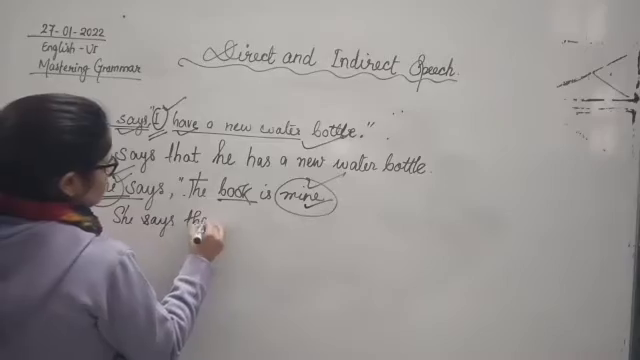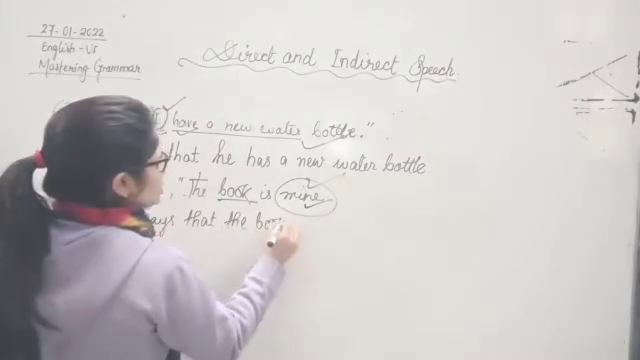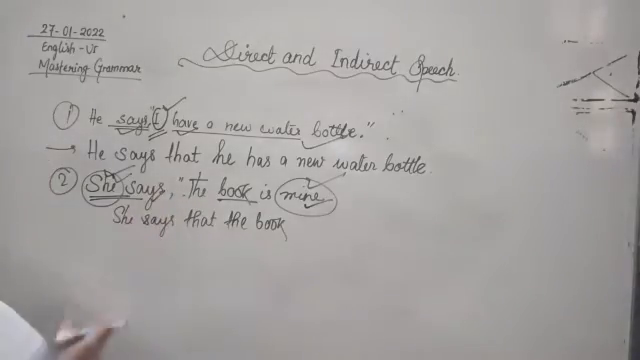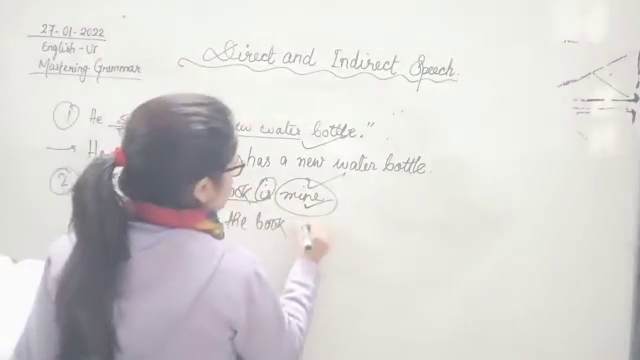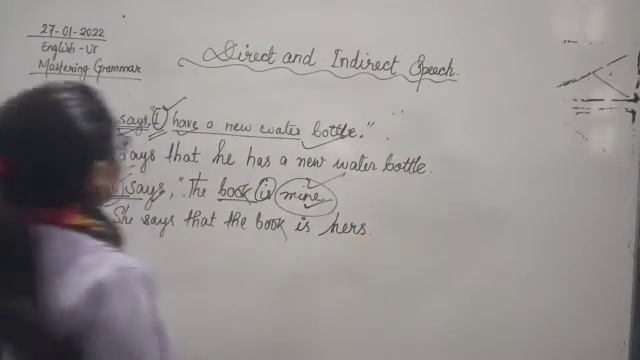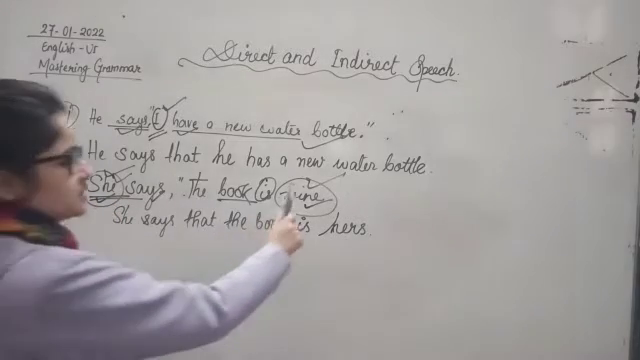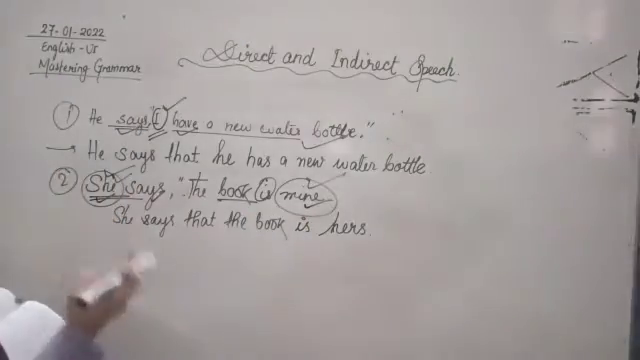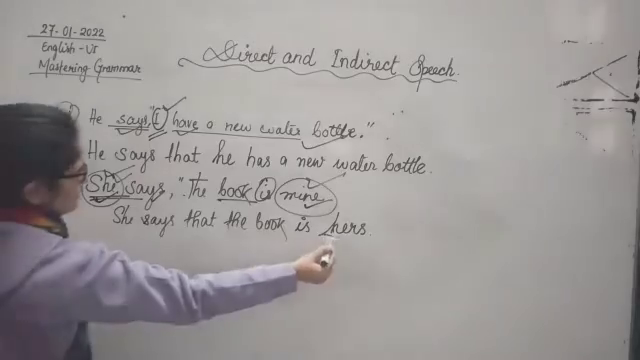that the book, and as this reporting verb says is in present, we are going to write is only. Is hers. Mine changes to hers. Now what if we would have used he here? It would have become his. So the book is his. But we have used she, that's why we are writing hers.